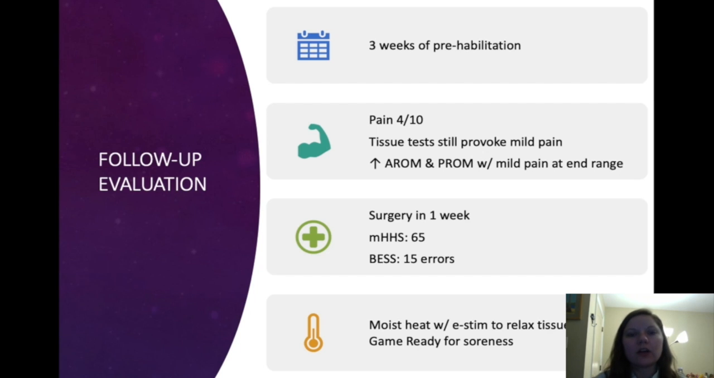To do an outcome measure before her surgery, we wanted to do the modified Harris Hip Score, and she scored a 65 on that. And then we also did BESS testing, so we would have something to compare afterwards. And she had 15 errors on the BESS test. And so she has surgery in 1 week, and so we're just trying to maintain some normal level of function to prevent physical functional decline and achieve quicker recovery of post-surgical function.